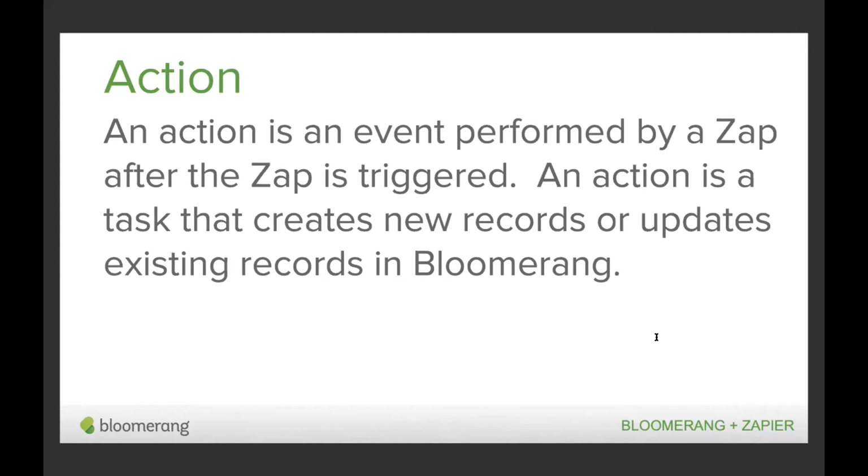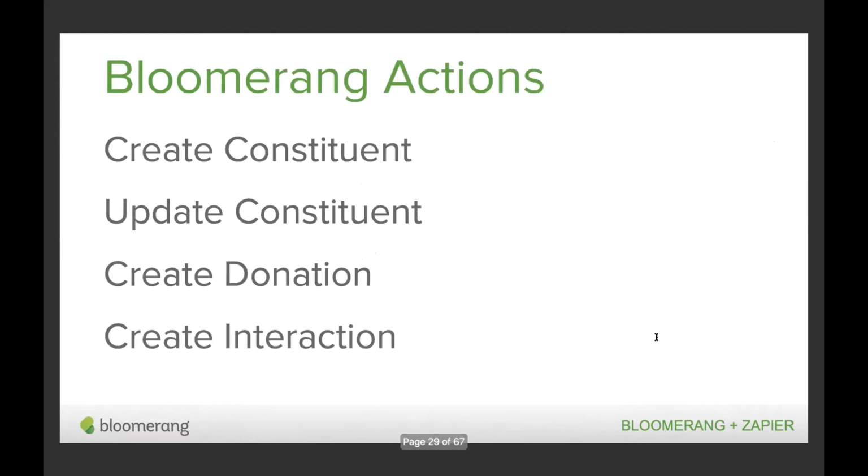And so generally speaking, when we are talking about actions, we are talking about writing data into Bloomerang. And so there's 4 options that are available to us. So integrations that are writing data to Bloomerang can run based on the following Bloomerang actions. We can create a constituent, update a constituent, create a donation, or create an interaction.